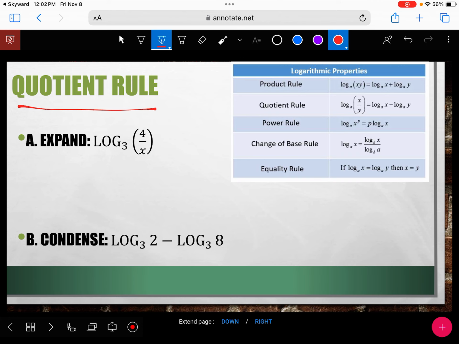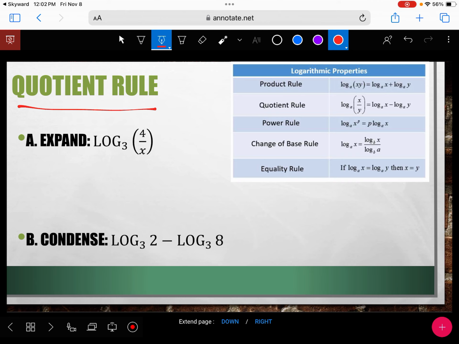So when you see subtraction, I used to say subtraction means a fraction. So if you see subtraction, it's going to condense down to a fraction. Quotient means division. So quotient rule is division. So if you see the log of a fraction, we expand a fraction with subtraction.